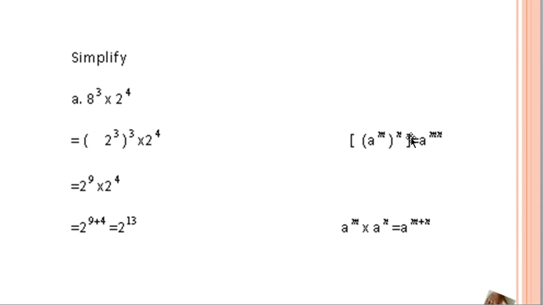So we can apply the power law, a to the power m whole power n as a to the power mn. So this is 2 to the power of 3 into 3, that's 2 to the power 9, into 2 to the power of 4. That is 2 to the power of 9 plus 4, again applying the product law, that is a to the power m into a to the power n as a to the power of m plus n. So this becomes 2 to the power of 13.